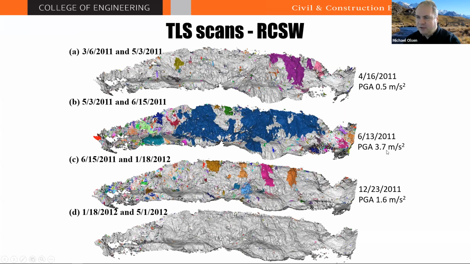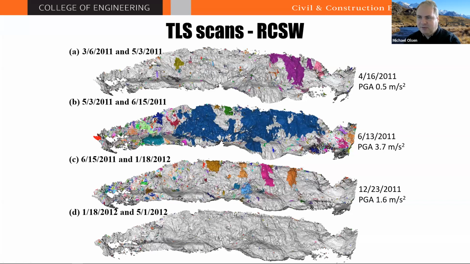The PGA was 3.7 meters per second, and you can see a big portion of the cliff in blue here came down, and then there are a lot of other failures in other locations. And then during the next period, there was another smaller earthquake that happened, additional material came down, and so on.